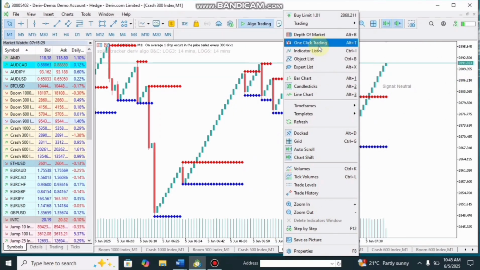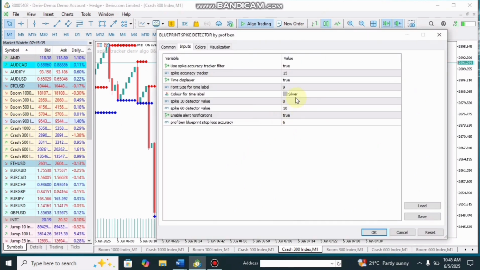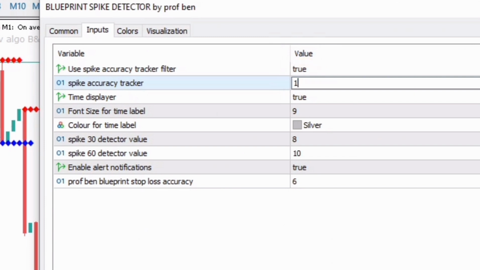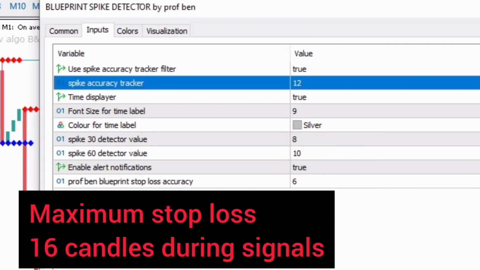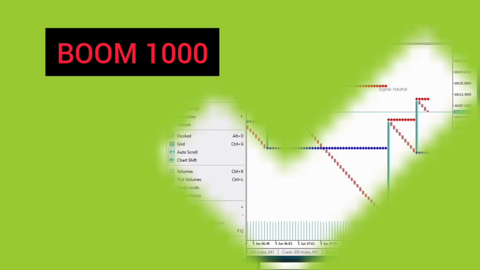Let's check Crash 300. Remember, the accuracy tracker must be set to true to get very accurate signal. Now, for Crash 300, we have different settings. Spike accuracy tracker is true and the value is 12. The others remain the way you see them, with the stop loss accuracy at 6 and the maximum stop loss is 16 during signals. And our next market is Boom 1000.